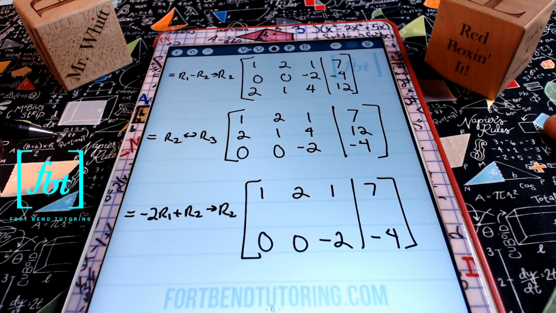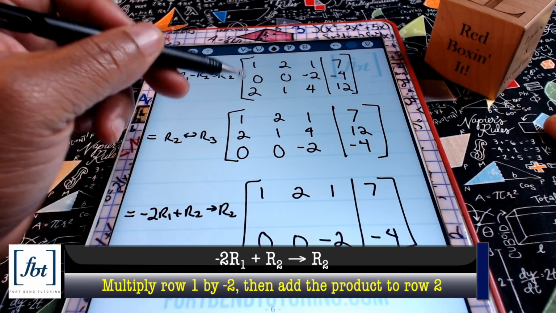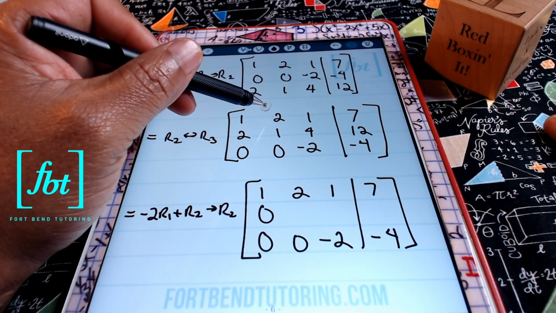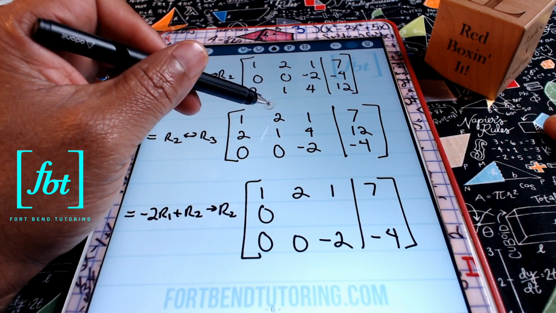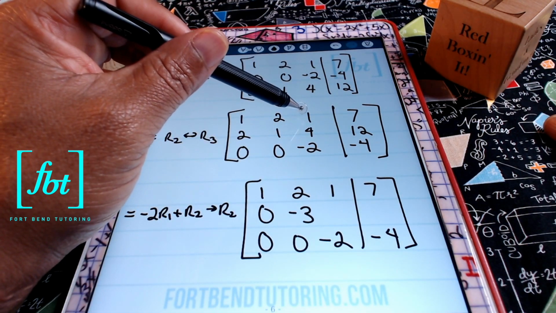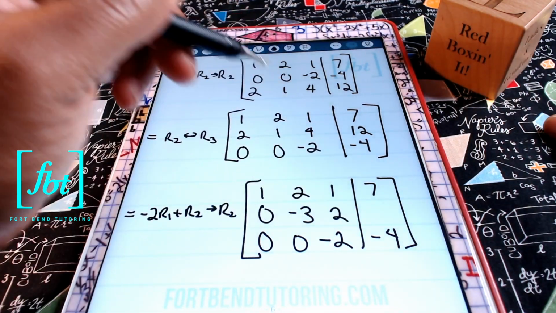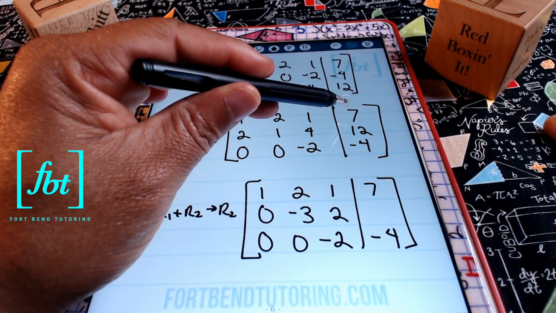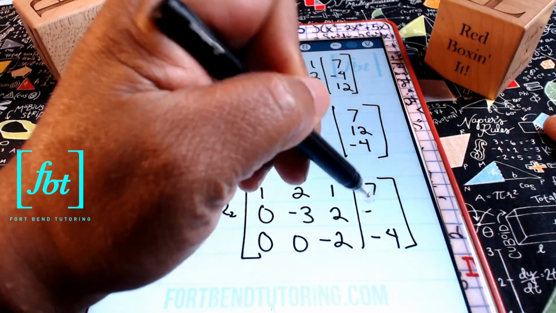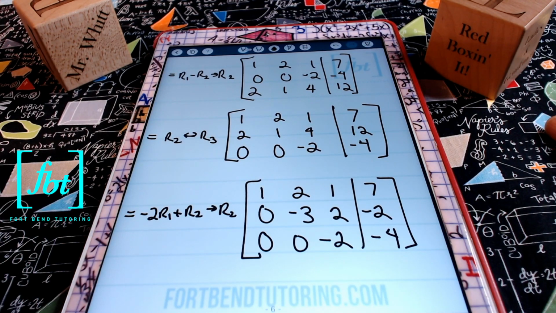And then I'm going to have -2 times 1 gives me -2, -2 plus 2 gives me 0. Then multiplying -2 times 2 gives me -4. -4 plus 1 gives me -3. And then -2 times 1 gives me -2. -2 plus 4 is +2. And then I'll have -2 times 7, which is -14. -14 plus 12 is -2. And we have our resultant row after our row operation here.